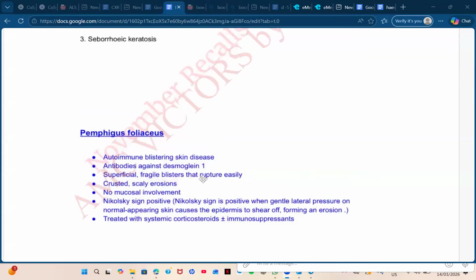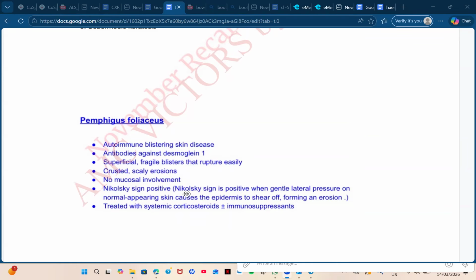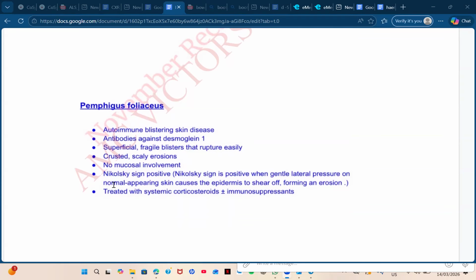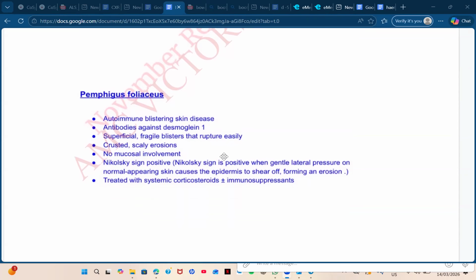Because it's an autoimmune blistering disease, right? Here, crusted scaly erosions can be seen, no mucosal involvement, and here Nikolsky sign is positive, right? Then here treated with systemic corticosteroid with or without immunosuppressant. Why? Because this is an autoimmune disease, right?